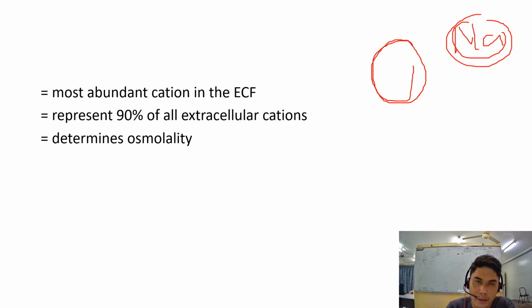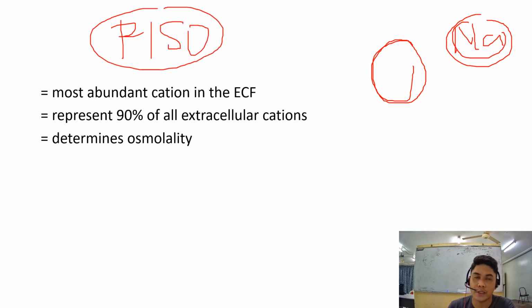So remember the mnemonic PISO. The meaning of PISO is potassium in, sodium out. Meaning potassium is the major intracellular cation and sodium is the major extracellular cation. So that's for PISO.